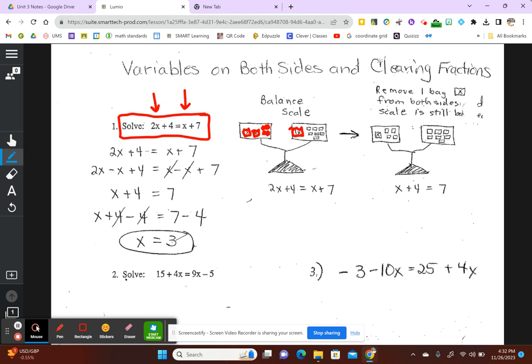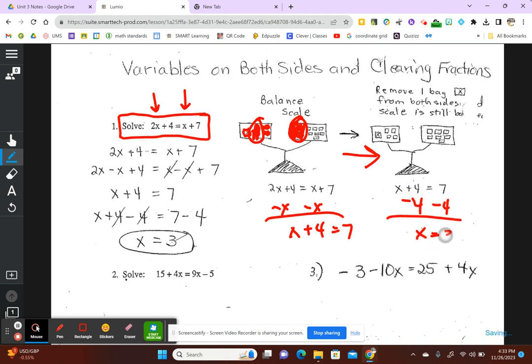Now, if I took away these 4 blocks, well, let's not take away those 4 blocks. If I took away just this bag, if I remove that bag, then I'd remove 1 bag from this side. And I'd be left with x plus 4 equals 7. And that's what I have here. I took away 1 bag from both sides. So I got rid of an x, and I only have 1x on one side. And you know from here to just subtract 4, and I end up with x equals 3.